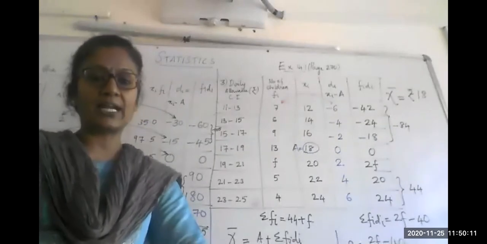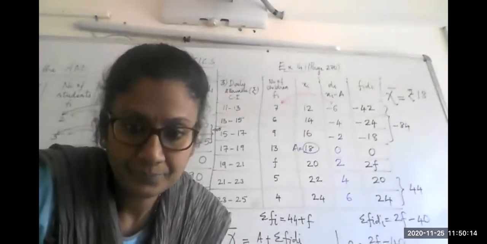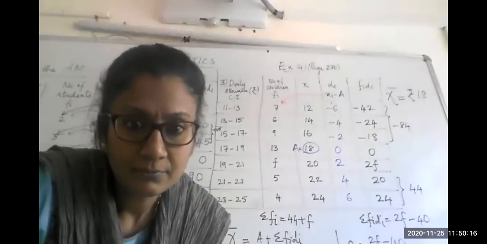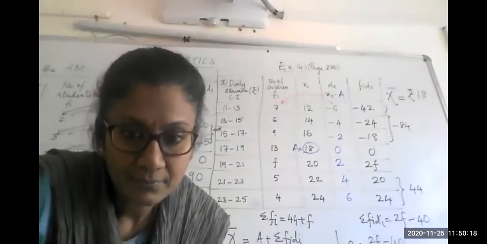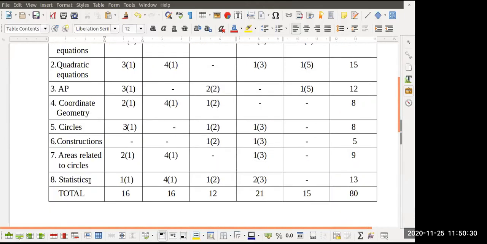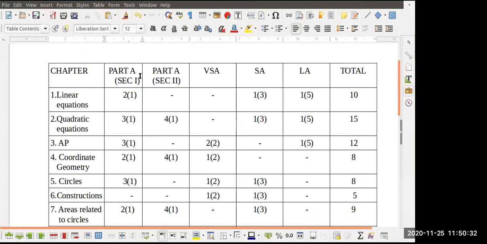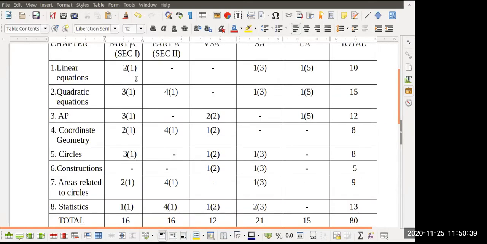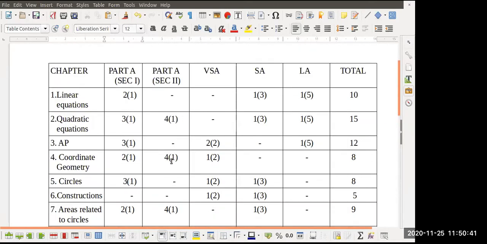Did you go and look at the blueprint? I'm sharing the blueprint here. This is the blueprint which I have shared in the WhatsApp also. Let us see what is given for statistics. Now this part A has two sections, section 1 and section 2. Section 1 is fully objective. Section 2, I hope you understand, is context-based questions.